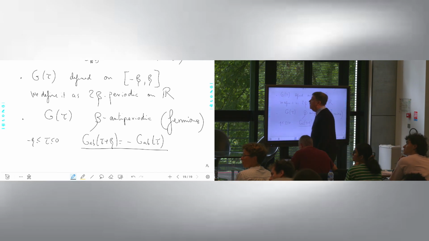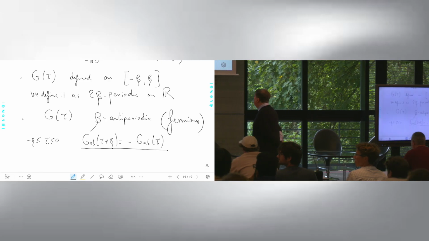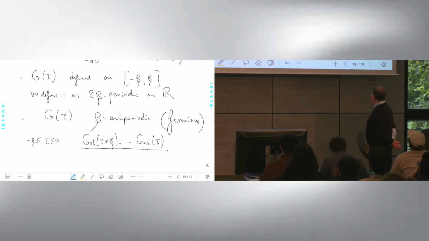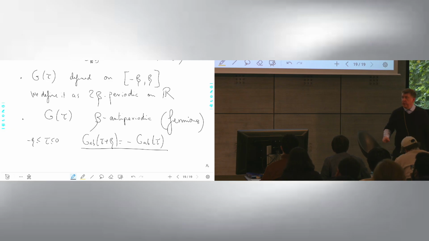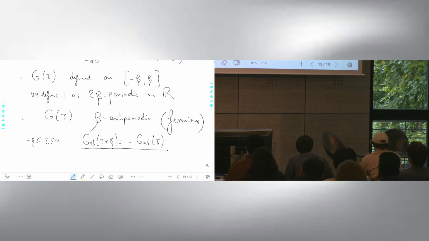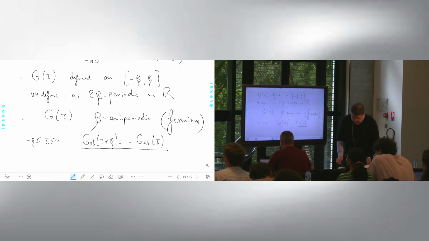Yes? The last relation that you wrote down holds true for bosons and fermions, but not for real fields, right? If I have a phonon displacement or something like that? That's for fermions. Okay. For bosons, there's no minus sign.